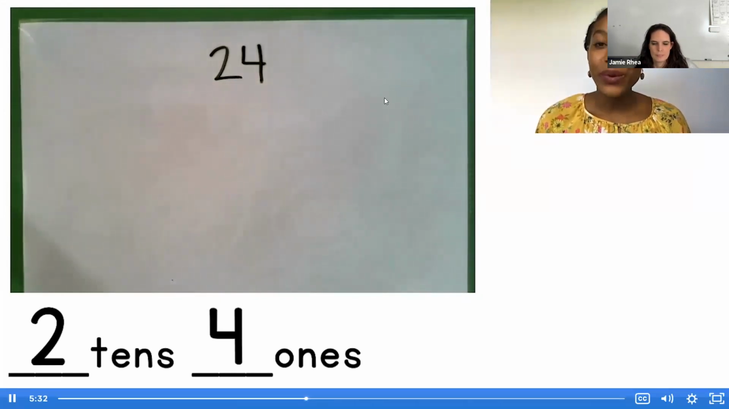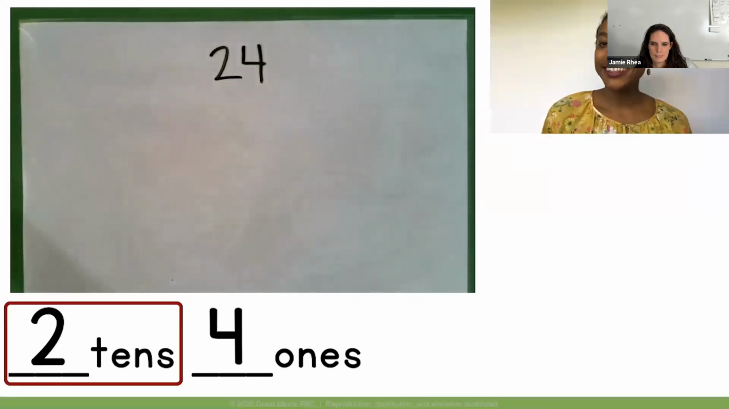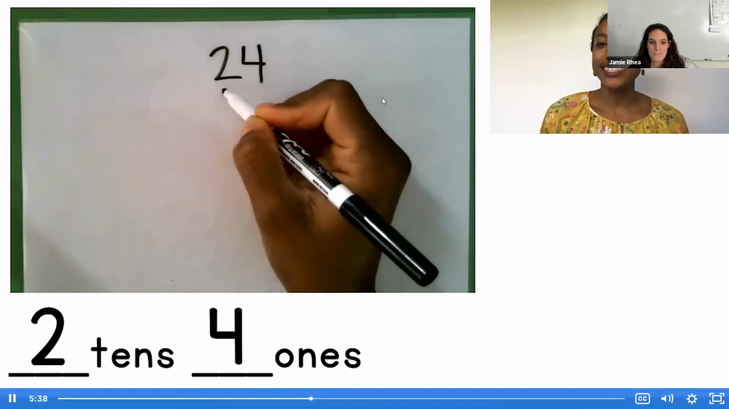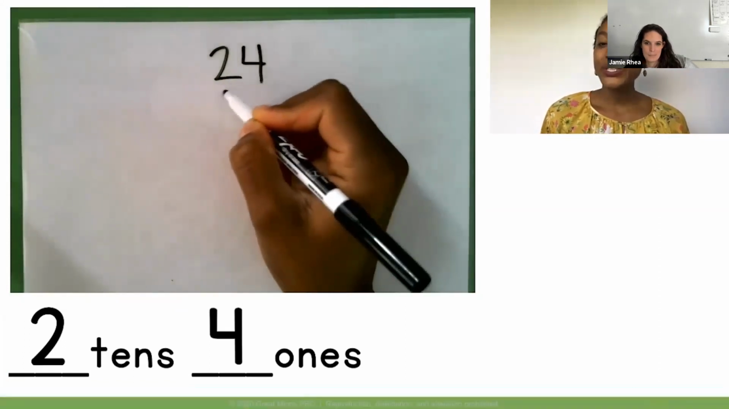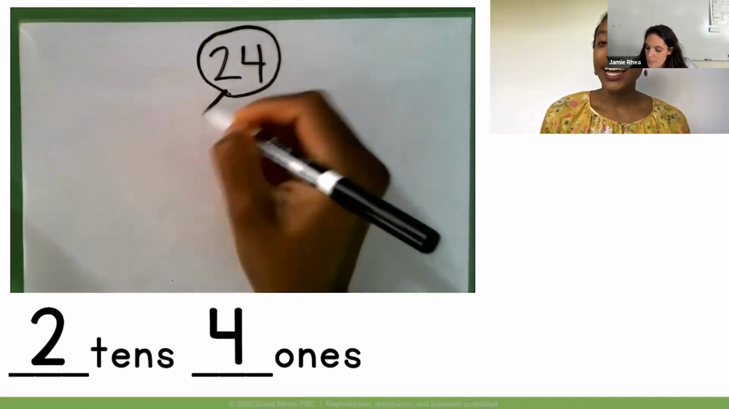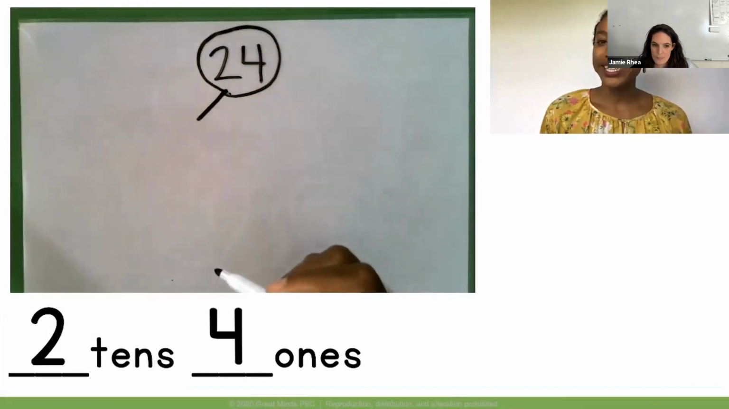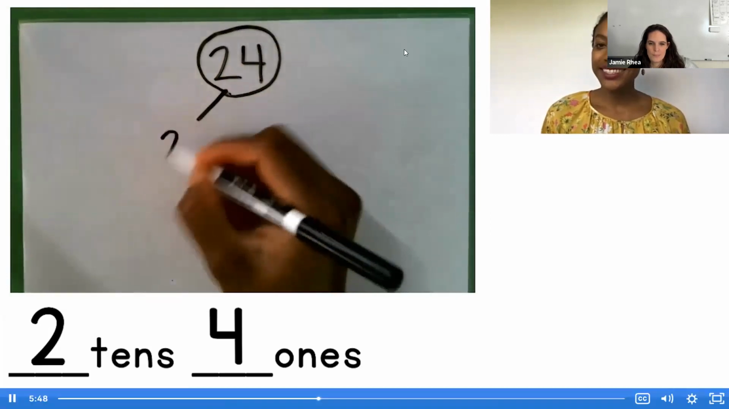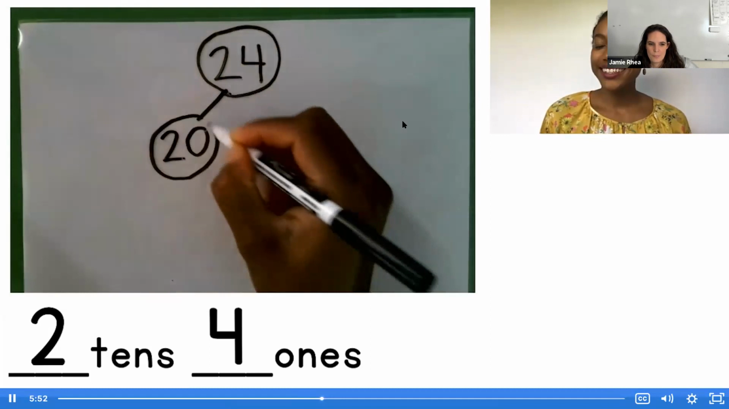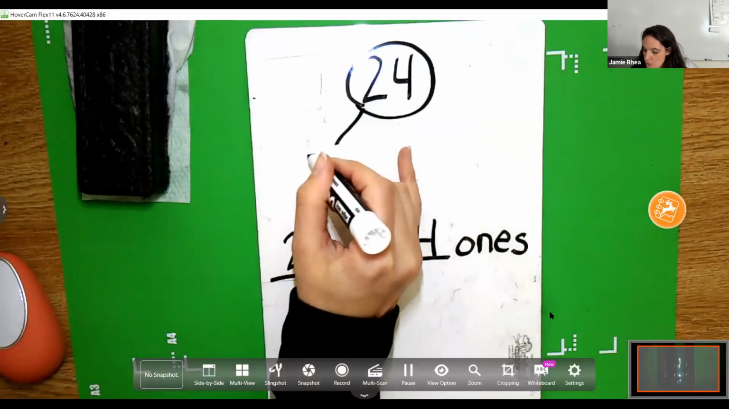Mathematician, how many ones are in 2 tens? 20. There are 20 ones in 2 tens. I want you to circle your 24 just like I did here and draw a line to show those 20 ones. Go ahead and draw with me. Okay, you should be drawing like this.